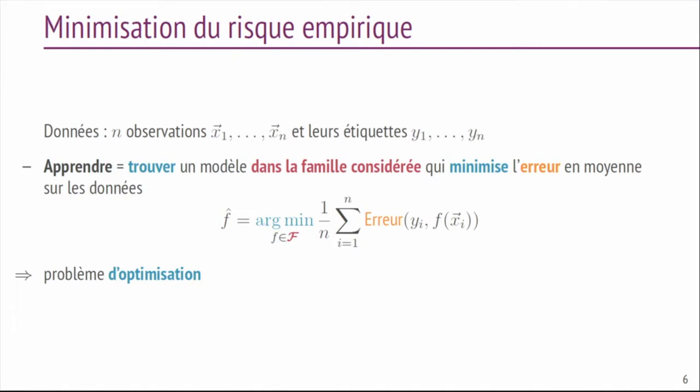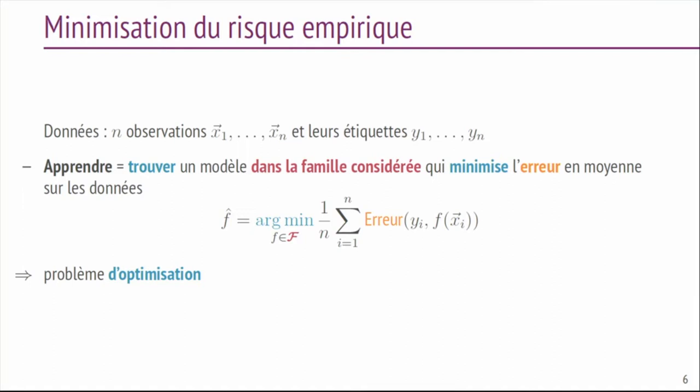Then you're going to use a loss function or error function. That's the orange part here on my slide. This error function is going to tell you how far you are from the truth when you label with f of x a point which has label y. And all that empirical risk minimization is about, the underlying principle in most of supervised machine learning, is that you want to find, in your set of functions that you're willing to consider, the one that minimizes on average the error you make on the data.